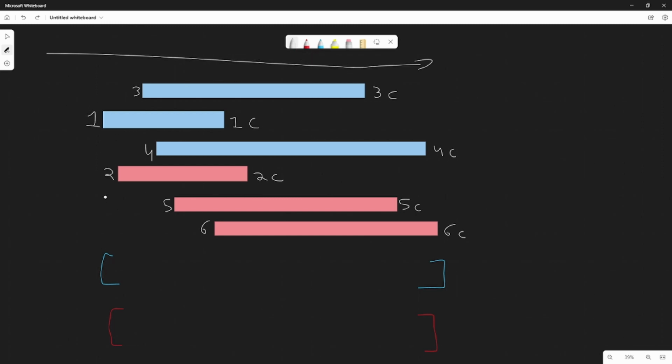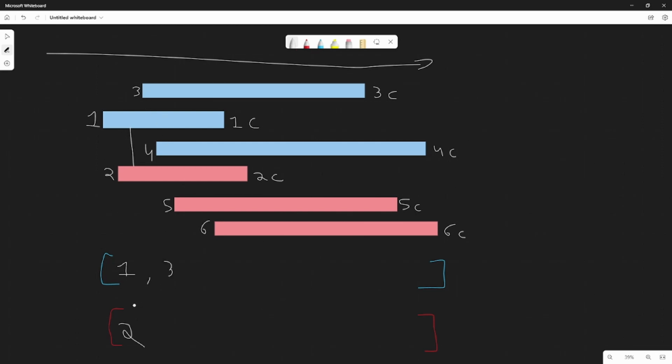So when I reach point 1, I add point 1 to the blue set, and then when I go to point 2 after this, I'll add point 2 to the red set. Now, when I add point 2 to the red set, I notice that the blue set is not empty. There's a point here, which means there's a segment I'm intersecting with of the opposite color. So I'll merge segments 2 and 1, or connect them.